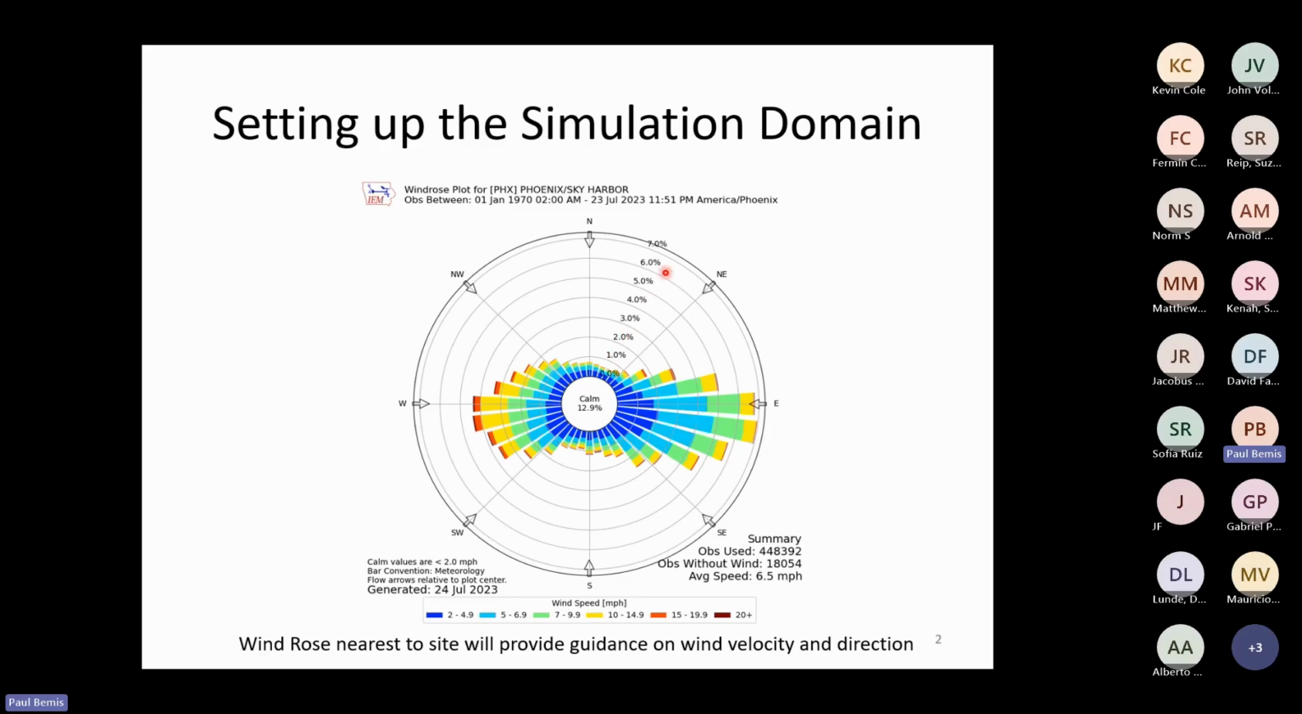You see probability of wind here in these circles. Concentric circles are the probability of the wind. Colors are the magnitude. So you can see here I have a 2 to 4 mile an hour wind.